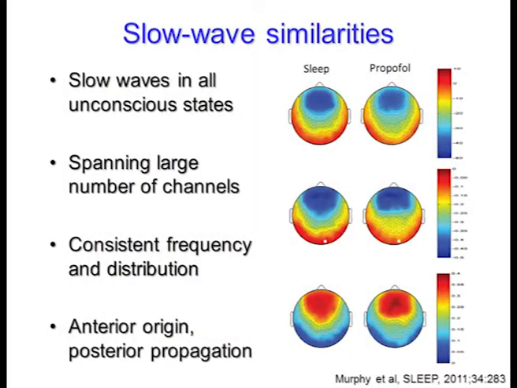Similarly, there have been formal comparisons of slow waves during both sleep and propofol-induced unconsciousness. This was published several years ago, and there are a number of similarities. There are slow waves identified in all unconscious states. They spanned a large number of EEG channels. There is a consistent frequency and distribution. And finally, and of interest, they had an anterior origin, and they propagated posteriorly. So there's a similar traveling wave through the brain with slow waves during both sleep and propofol-induced unconsciousness.